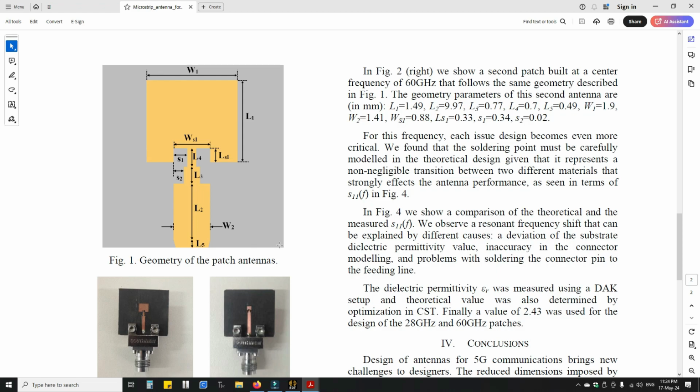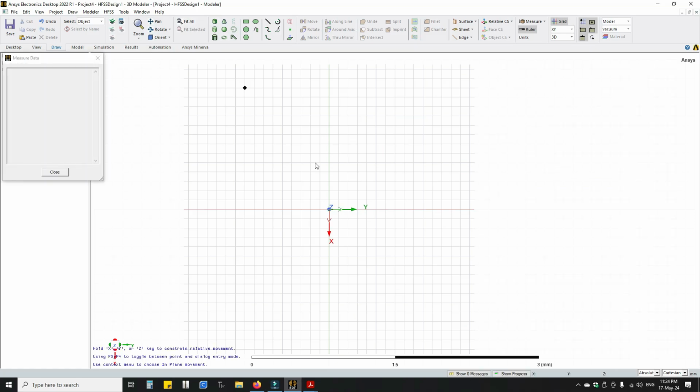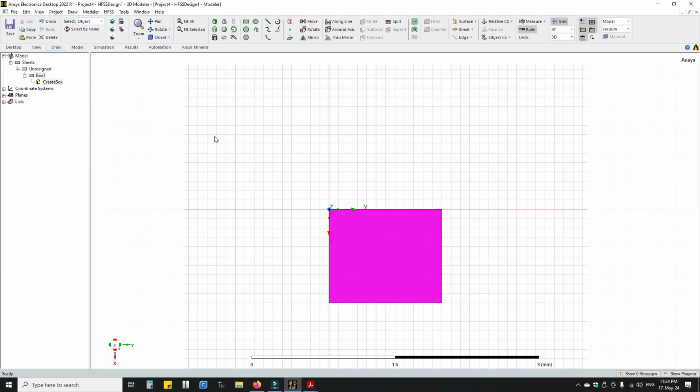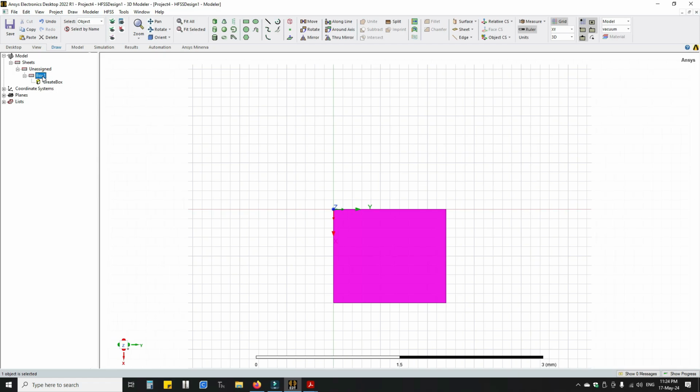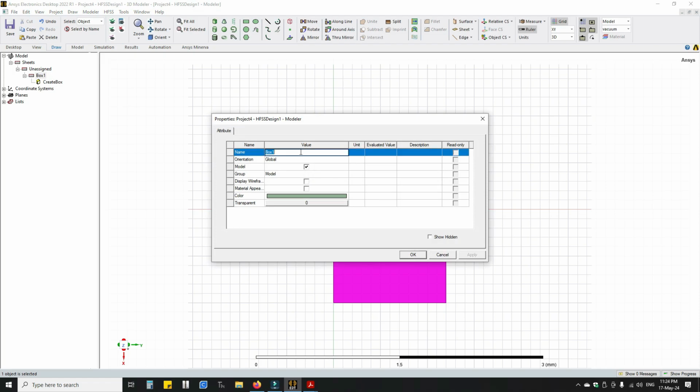We all know the microstrip patch antenna is a sandwich structure. At the bottom there is a ground plane, in the middle there is a substrate, and at the top there is a radiating element placed on top of the patch. So now take a cube. Name that box as substrate.